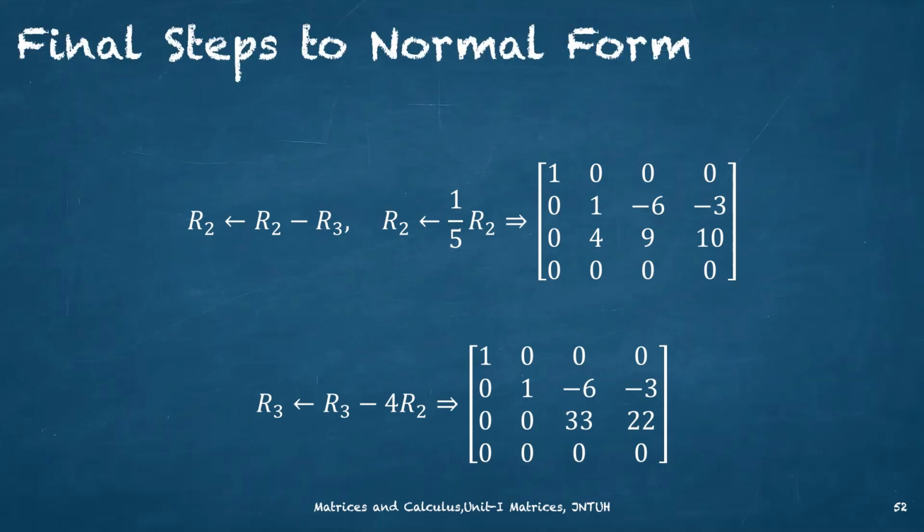Final steps to normal form. In the final steps toward normal form, we first update row 2 by subtracting row 3 from it. Then, we normalize row 2 by dividing it by 5, making the leading entry 1. After these operations, row 2 becomes 0, 1, -6, -3. Next, we eliminate the entry below the pivot in row 3 by replacing row 3 with row 3 minus 4 times row 2. This makes row 3: 0, 0, 33, 22. The final matrix now has 3 non-zero rows and 1 zero row, bringing us close to the normal form.